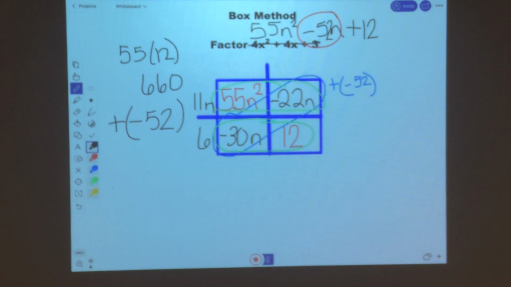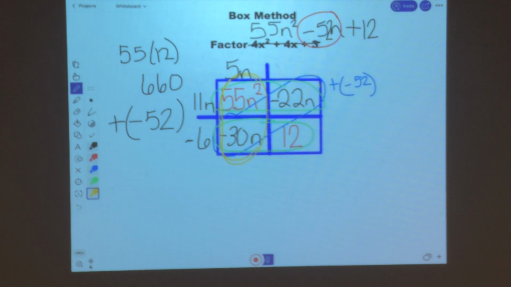So I'm going to take out a 6. But if this one's negative, remember I said both my terms had to be negative, so I'm actually factoring out a negative 6. Okay? And now what I look for are these vertical columns. What number times 11 gives me 55n? It's a 5n. 5 times 11 is 55, n times n is n squared. And then if I check the bottom, 5 times negative 6 gives me that negative 30n.